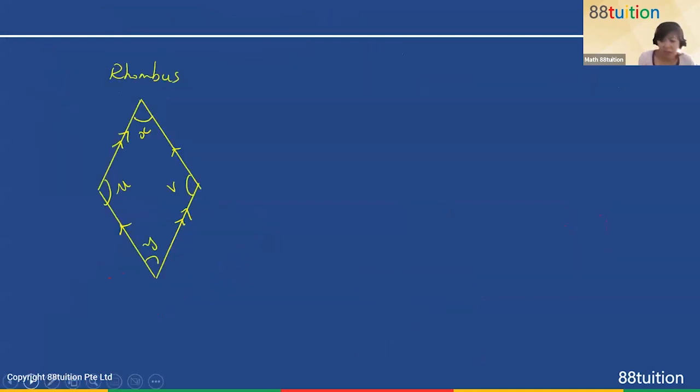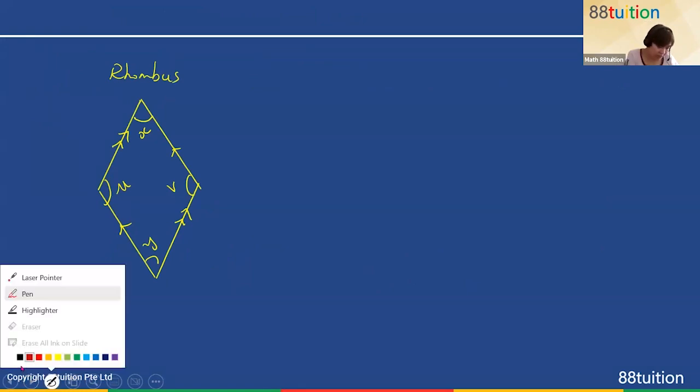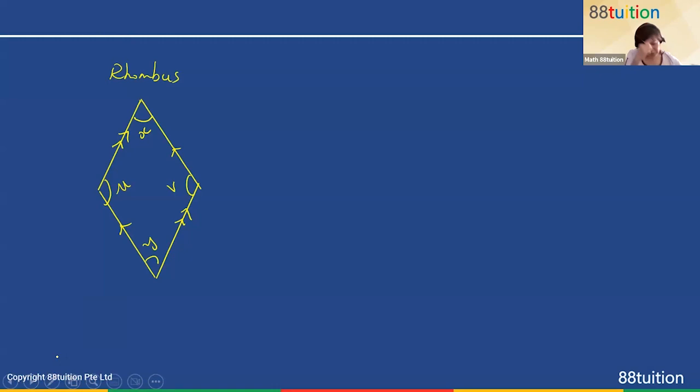Okay, next thing is a rhombus. So you see, what does a rhombus have? Okay, first thing, a rhombus has two pairs of parallel lines. Which two pairs? There, one, two. Another one here, one, two. So two pairs of parallel lines. So it works the same as a parallelogram.